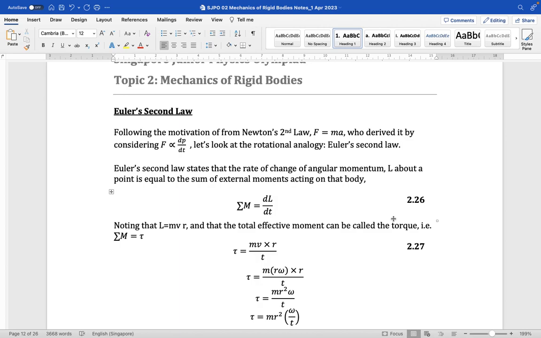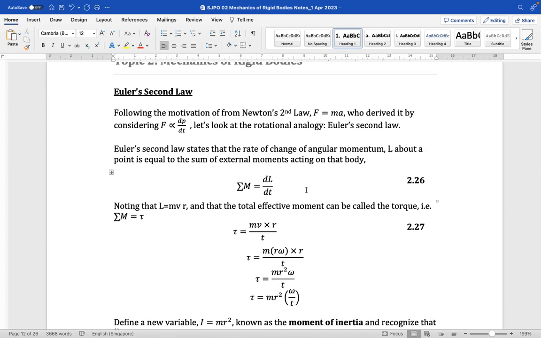We have this equation called Euler's second law, which is actually motivated by Newton's second law, F equals ma. What Euler did was to consider F equals ma for the linear case and then apply it to a situation where the object is rotating. And so this is what we have. Instead of linear forces, we can now look at something called moments. Moments are turning effects about a fixed position.